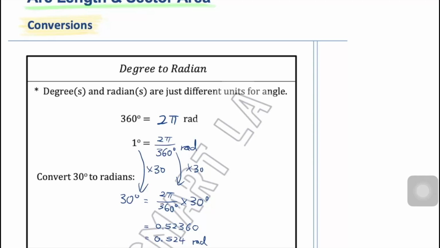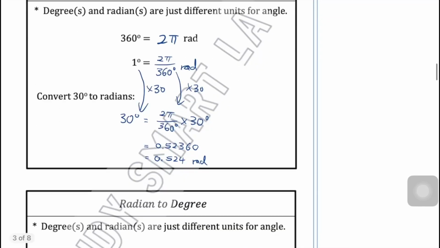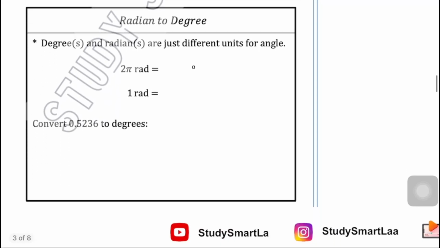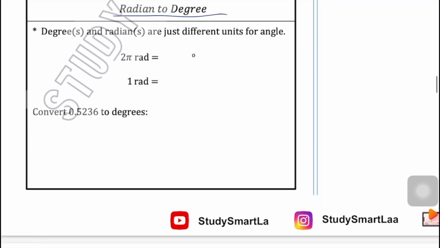All right. So now, after converting from degree to radian, the other thing that you need to know is how to convert from radian to degree, so the opposite. Now, to convert from radian to degree, it's a very similar process.